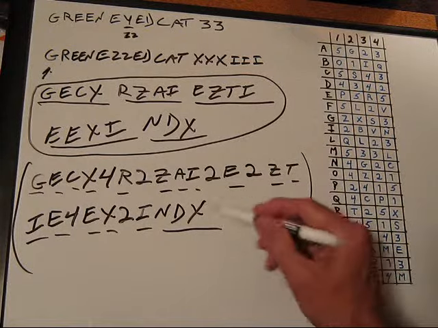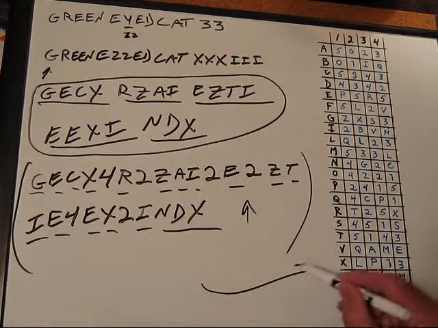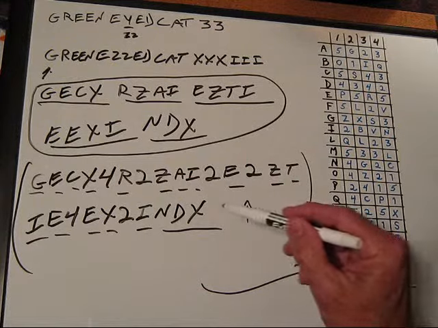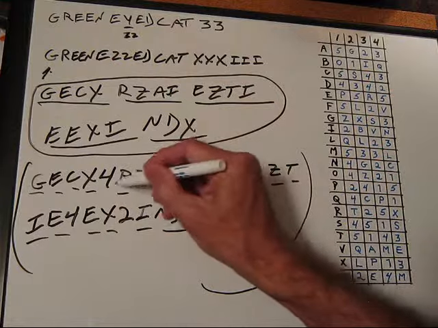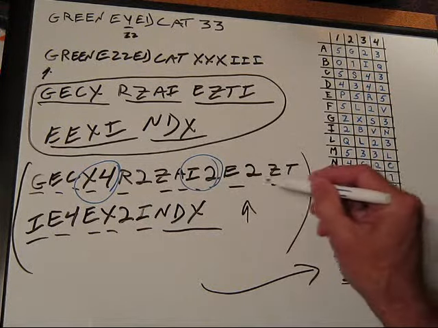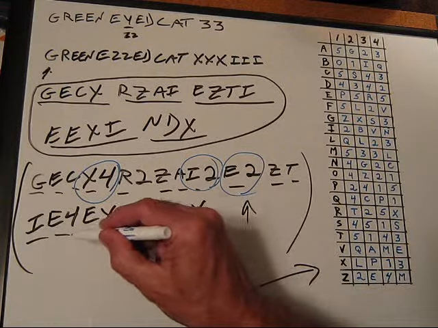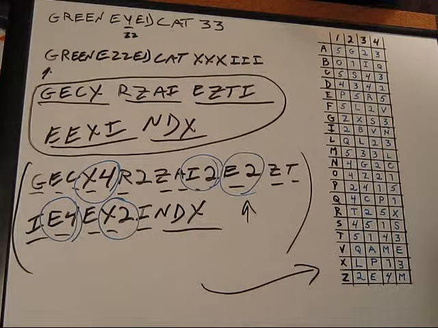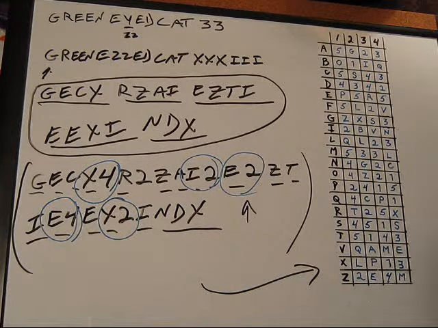And what we're going to do with this, I'll go ahead and rewrite this up top here now, is I'm going to use this method here to control these rotations. And of course the rotations are going to be, I'll use my blue pen, X4, I2, E2, E4, and X2. Those are going to be the rotations, which are going to reference this chart over here.